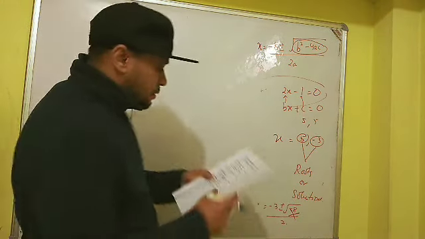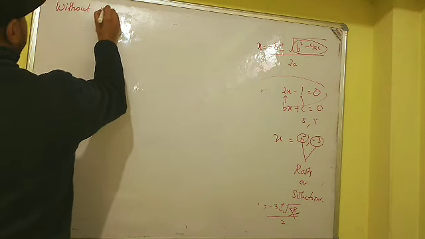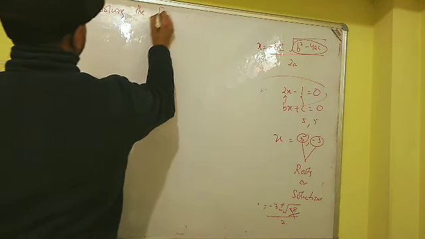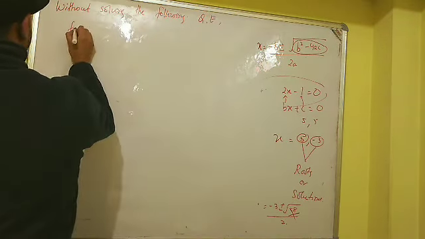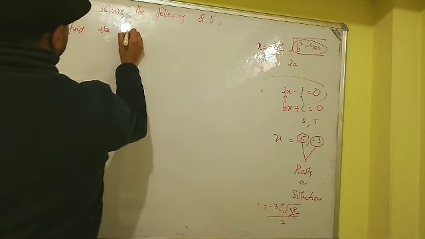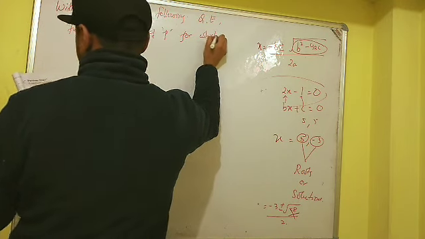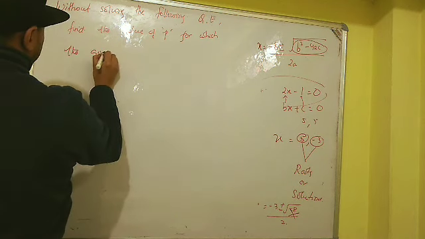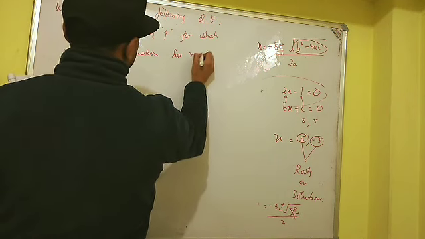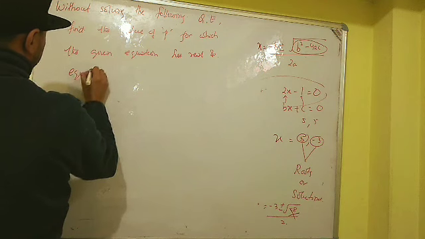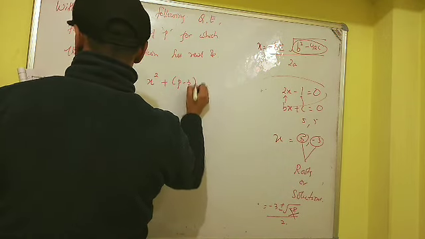So I'll just write the question: without solving the following quadratic equation, find the value of p for which the given equation has real and equal roots, and the equation is x squared plus (p minus 3) x.